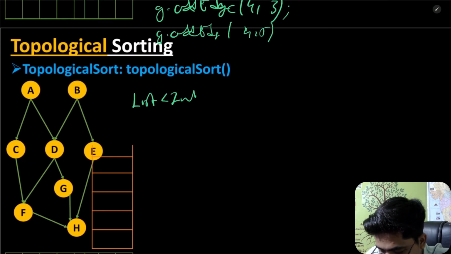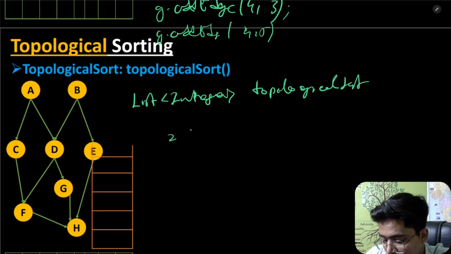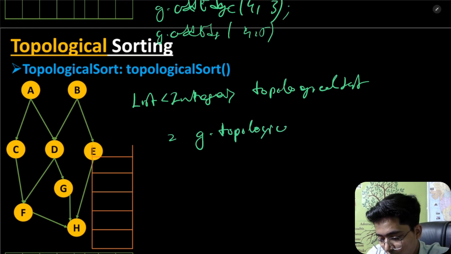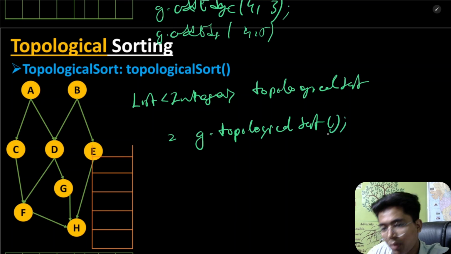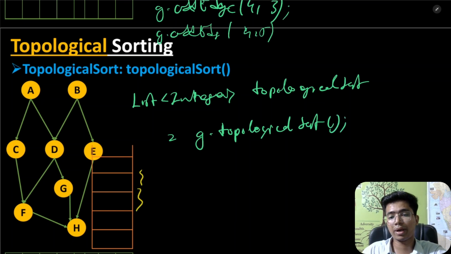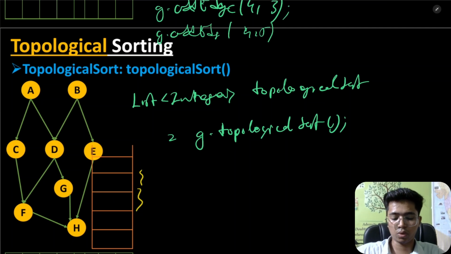We could call the function like this: list of integer, because we return a list of integer, topological sort, calling the topological sort function on the object g. We don't need to pass an argument as we have no argument. Now this is done and the program is executed. If we run the program, it will give us the answer, the topological sorting. So let's run the program in VS Code and see how it works. Let me turn on VS Code.